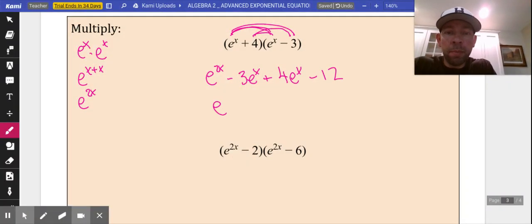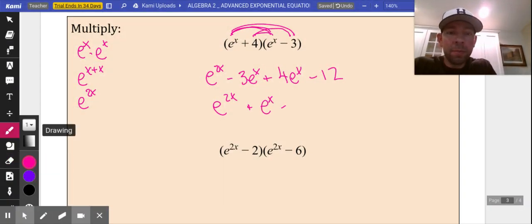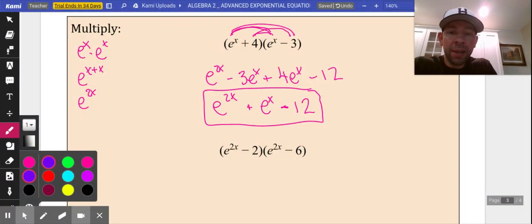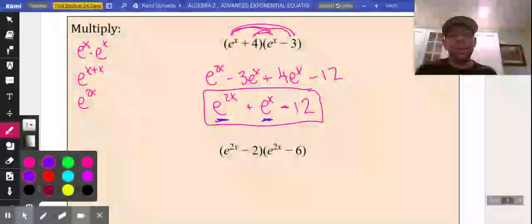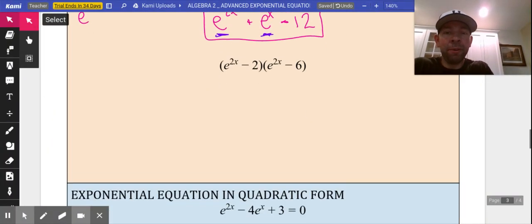Combine the two terms in the middle. So you get plus 1 e to the x minus 12. And actually, this is as far as you can go. We can't combine this term with this term because they're not like terms. Why are they not like terms? They're not like terms because they don't have the exact same exponent. So that's as far as we've gone. Now let's practice this next example in a similar fashion.